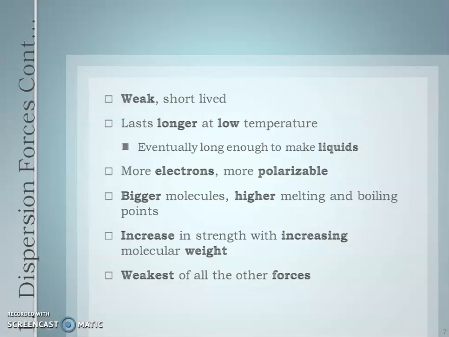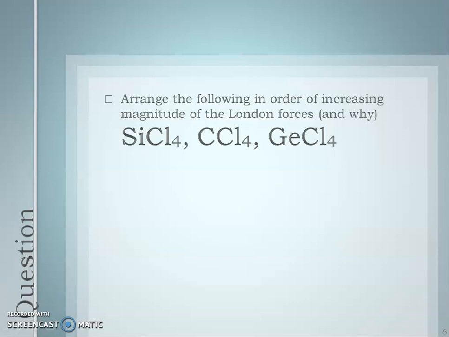Because of that, here are some properties of dispersion force molecules. They're weak. They're short-lived because it's a temporary dipole. The lower the temperature, the longer it lasts, so eventually they can become liquid. More electrons is going to be more polarizable. The bigger the molecule, the higher the melting and boiling points are. And of course, your strength is going to increase with increasing weight or increasing mass. And again, we want to remember it's the weakest of the four intermolecular forces that we're going to talk about.